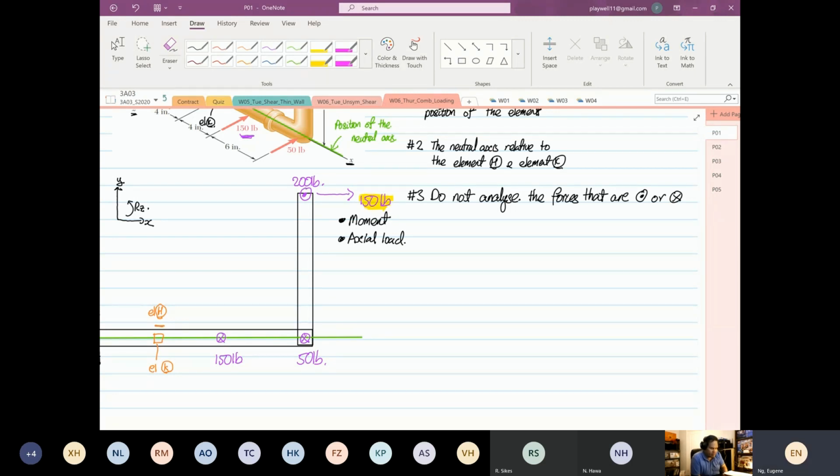You guys good? Sometimes students get confused about why there is an axial load. Yes or no? Because it has an axial load, because this axial load would be transmitted to the what? To the neutral axis. Okay.